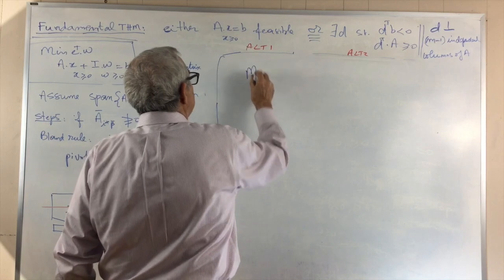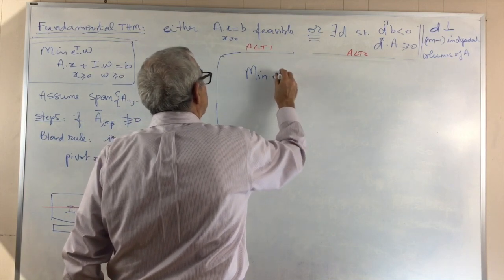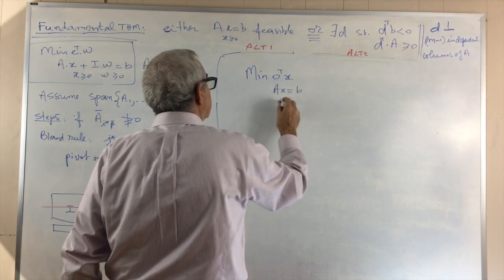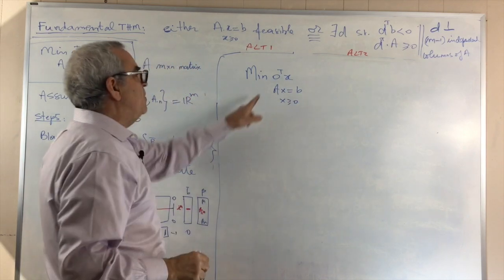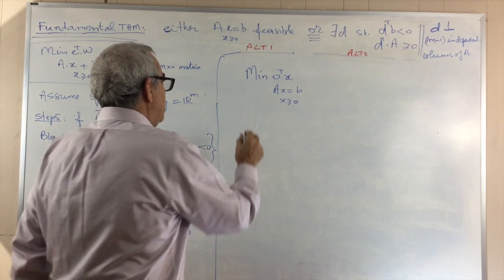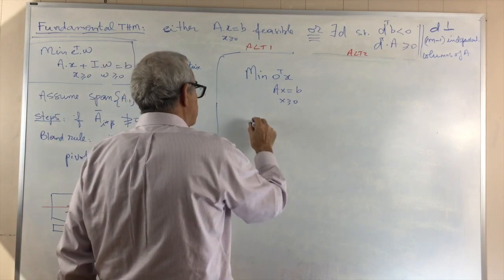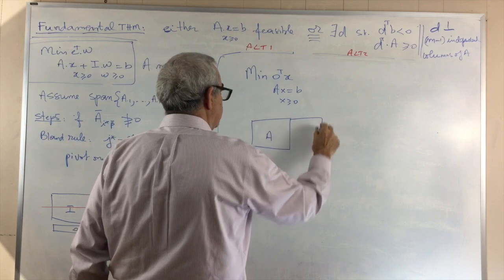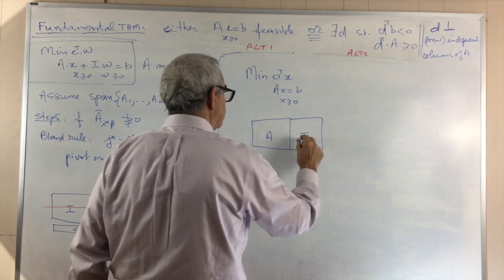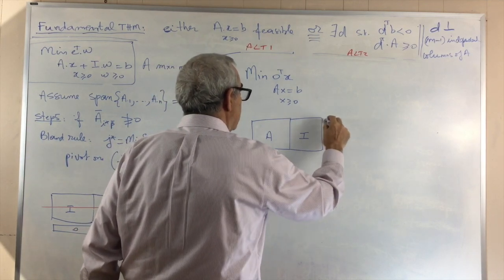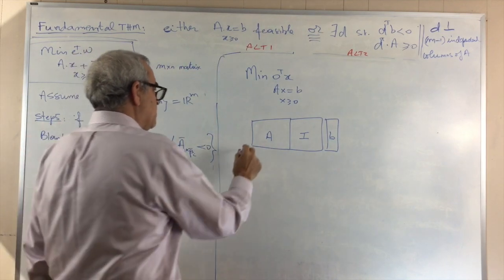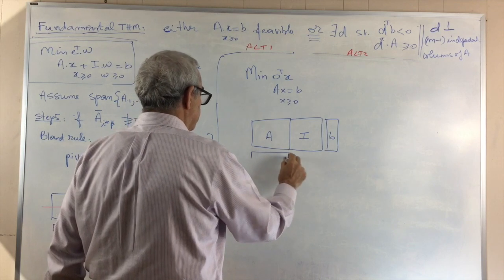Basically, we are minimizing 0 transpose x subject to A dot x equal to B, x greater or equal to 0, to figure out whether this is feasible or not. And we're doing the dual simplex. So we start with A. We attach the identity matrix here. And then we have the right-hand side. And here my objective is 0 always.